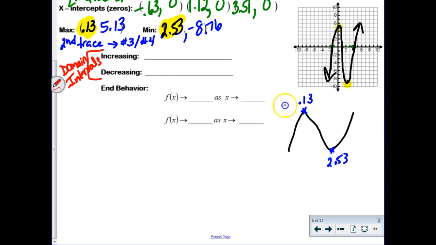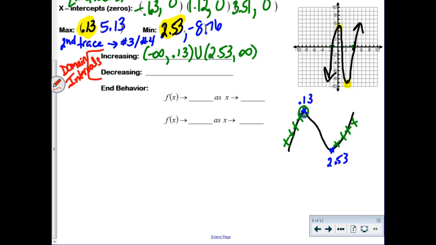So when they ask me about increasing roller coaster track, that would be this part of the track, and then it starts increasing over here as well. So it's increasing. This is a little tricky. It starts forever. So negative infinity, and then it stops increasing at 0.13. Which I like parentheses on that now. And then there's another part of the roller coaster that's increasing from 2.53 and then forever. It just keeps increasing forever after that.